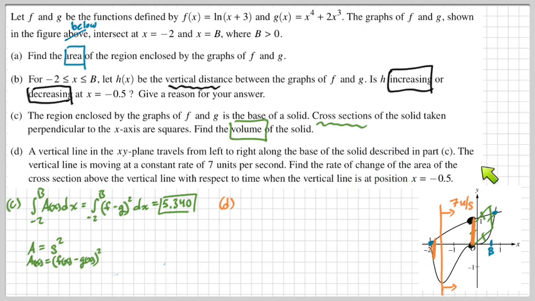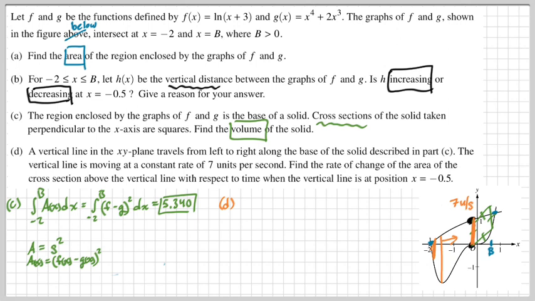And it tells us that the vertical line is moving at a constant rate of 7 units per second. I'm honestly not sure how we're going to use this yet, but as we're going, actually I probably shouldn't put the line outside of the curve, but anyways, it's like it's in there, and it's moving at 7 units per second. So we're going this way. We're going this way at 7 units per second.